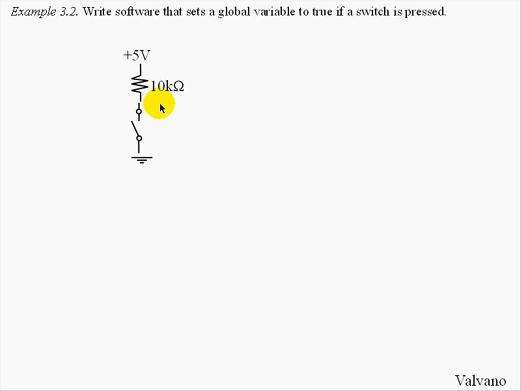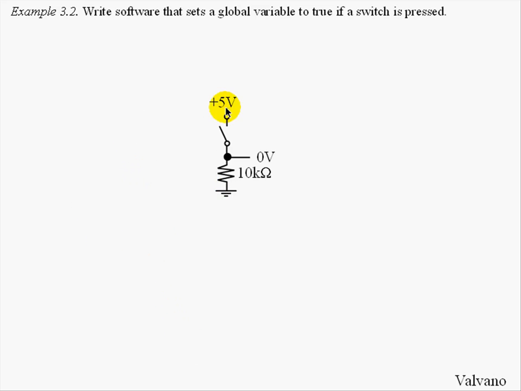The other place I could have put the resistor is on the bottom of the switch, or below the switch. If I put the resistor down here and connect +5 to the other end, now I have a positive logic switch. A positive logic switch looks like this.